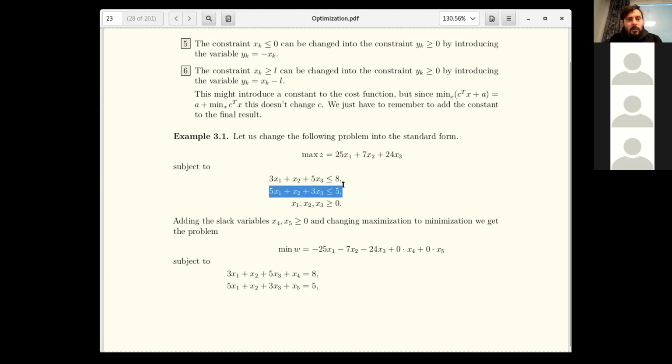Similarly, for the second constraint, we add a slack variable, but it's a different slack variable, because obviously the slack variables can be different. Also, these enter the cost function here with coefficient 0. And because the original cost function was a maximization problem, we transformed this into a minimization problem where we simply changed the signs of all the coefficients in the maximization problem. And x1, x2, x3, now also x4 and x5 are all non-negative.